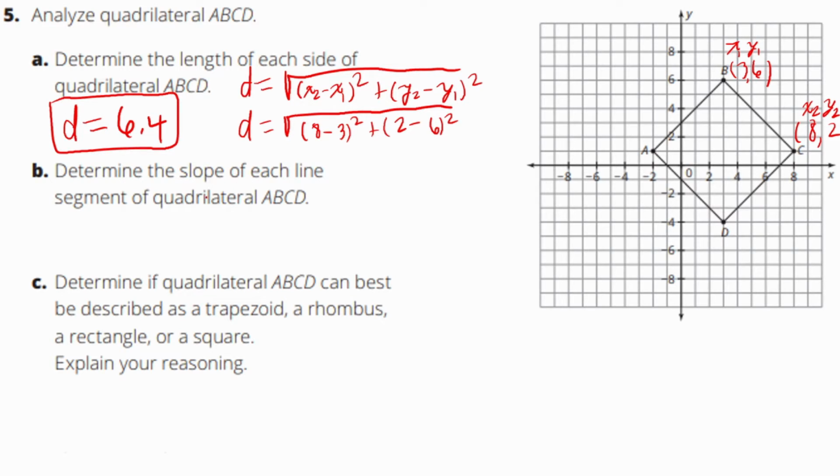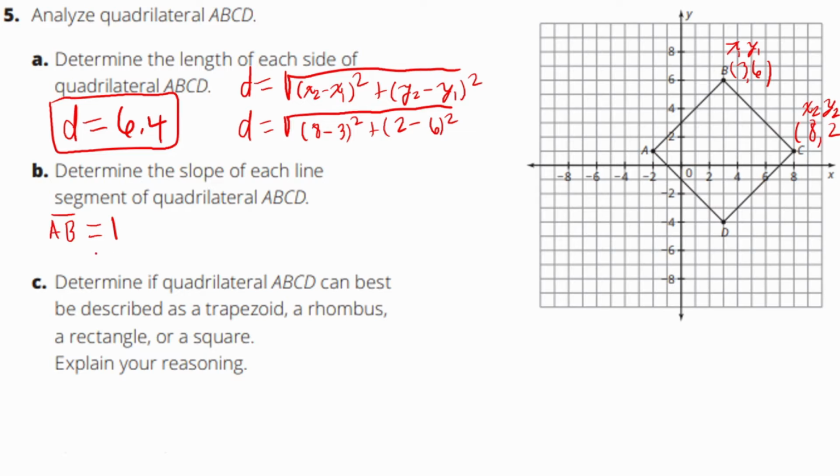Now it says determine the slope of each line. Well, let's write this as starting with AB. So AB, the slope of that line, we go, remember, it's rise over run. So we go up 1, right 1. Which means our slope is 1.